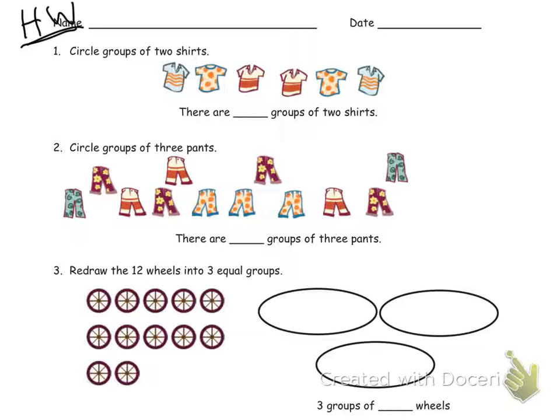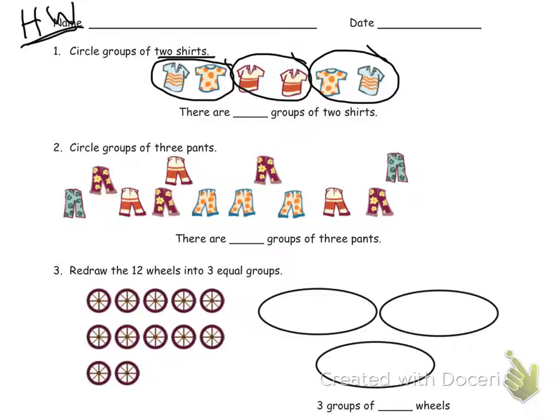So this should hopefully help you if you're a little bit confused on this while you're working on this at home. So once again, circling groups of 2 shirts. Each group is going to have 2 shirts. So I'm just going to come in here. There's 2 shirts. There are 2 shirts. And there are 2 more shirts, okay?